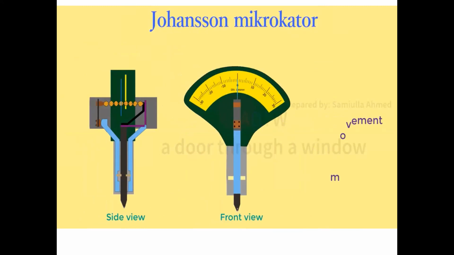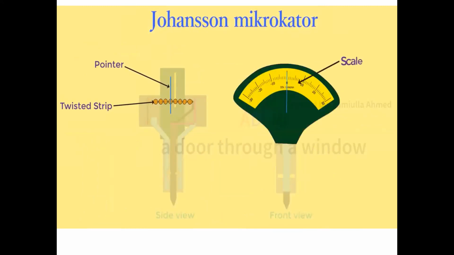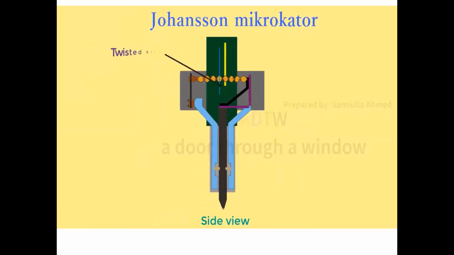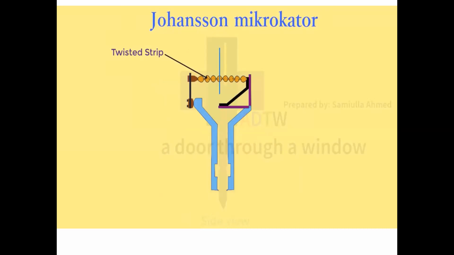A twisted thin metal strip holds a pointer which shows the readings on a suitable scale. Since there is no friction involved in the transfer of movement from the strip to the pointer, it is free from backlash. Let us see its construction. The metal strip is twisted and fixed between the two ends as shown.